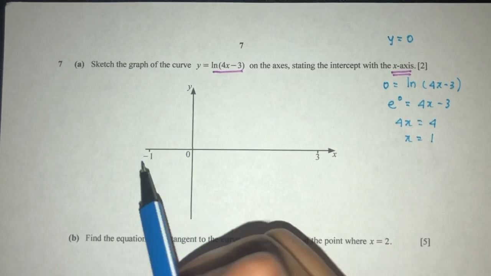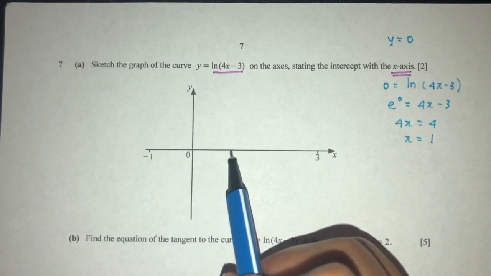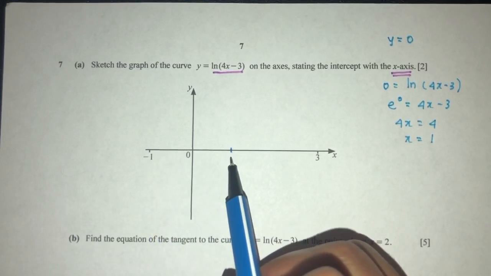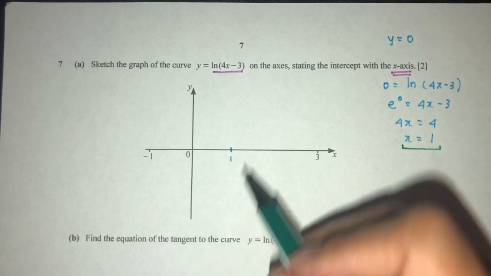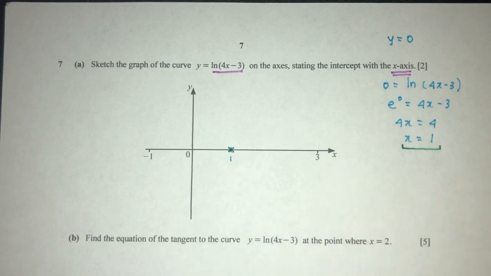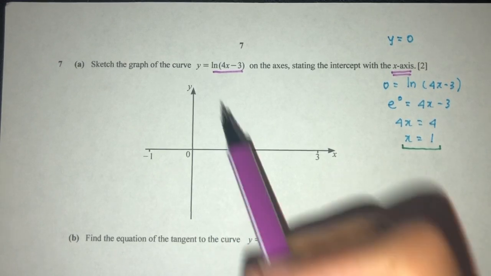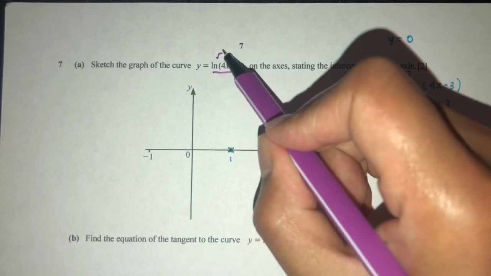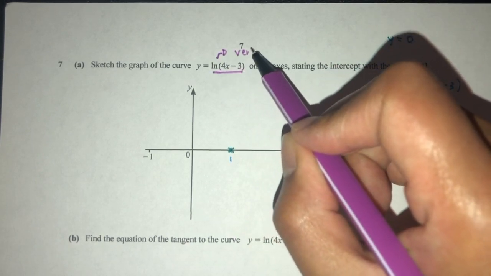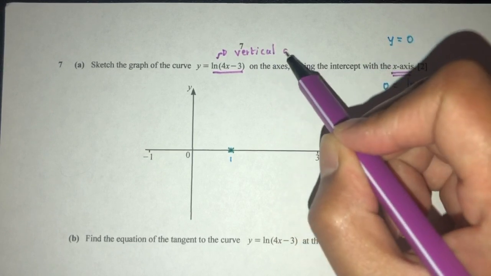So here we can estimate the value. This should be 1 over here, right? Kind of. This will be 1. So this is where you will meet the x-axis. Now we do understand that for log graphs, we have a vertical asymptote. Something we have to know for log graphs. So let's write this down. When we have ln or log, we need to have a vertical asymptote.